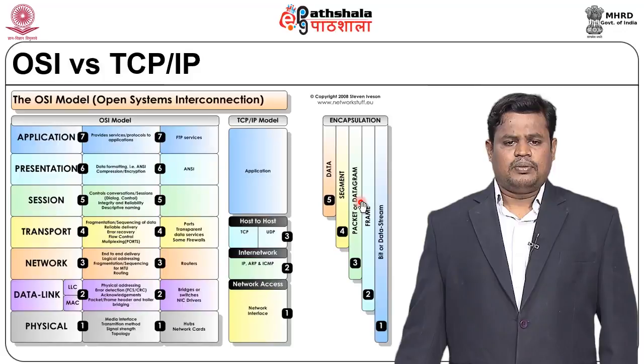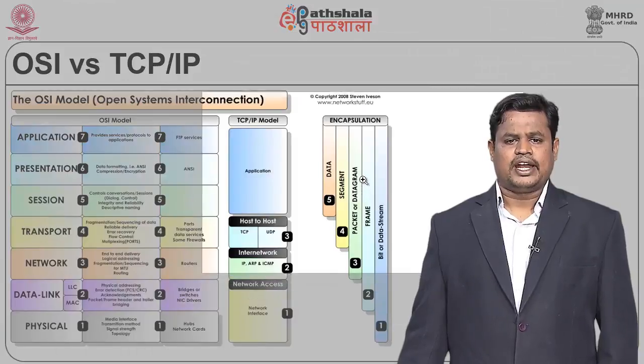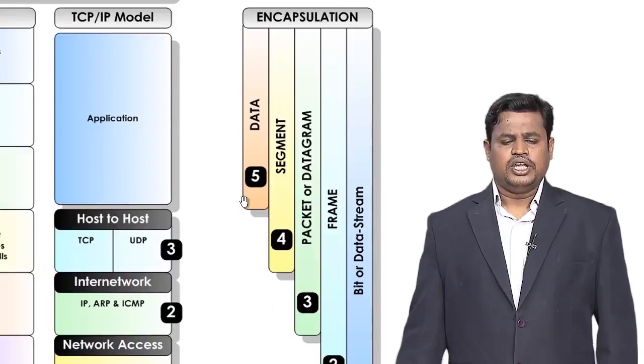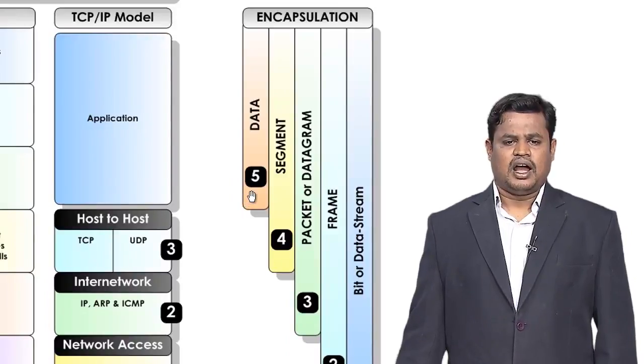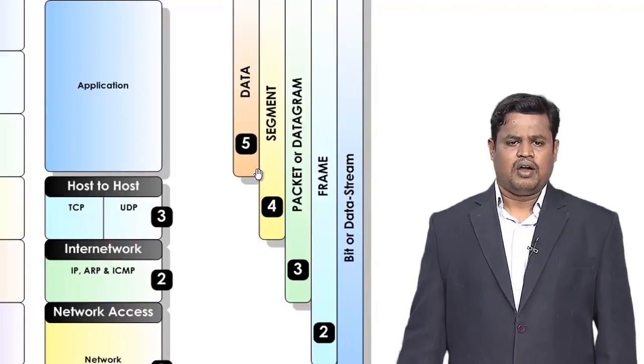And whenever we are representing the network model, there is one process called encapsulation. Encapsulation means the user data. For example, if I am taking the 5th layer, that means I am taking it from the top of your TCP/IP model, which I told you has 4 layers.